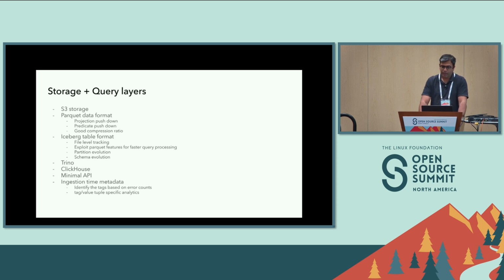Ingestion time metadata. This is critical because the majority of the time is spent in identifying the attributes of the failures. When I say attributes of the failures, I mean the dimensions that you need to search for to formulate your query so that you can go and search in logs, traces, metrics, or any of the events, right?